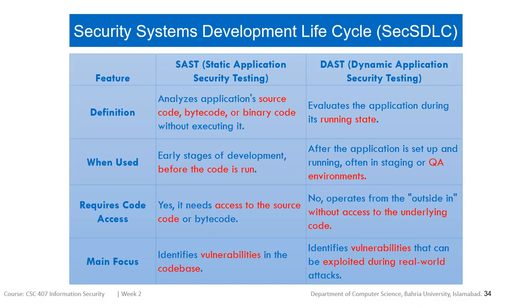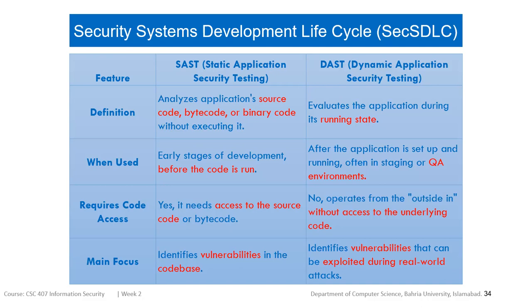Static application security testing: in this, we analyze the source code, bytecode, or binary code. In dynamic application security testing, we evaluate the application during its running state. This happens after development, during the deployment phase, and we analyze it throughout its life cycle. The static one is done during your development, like when you start coding, you evaluate each and every line.